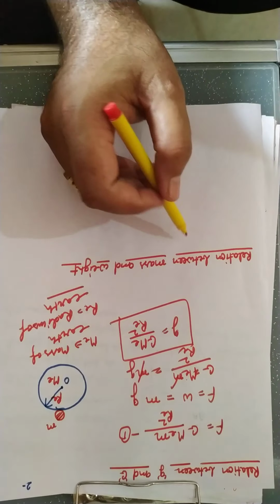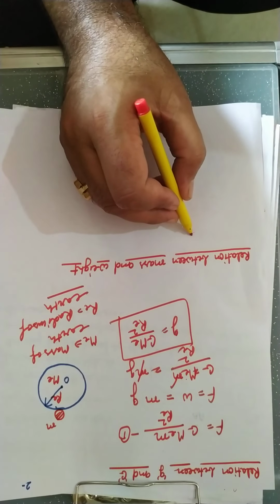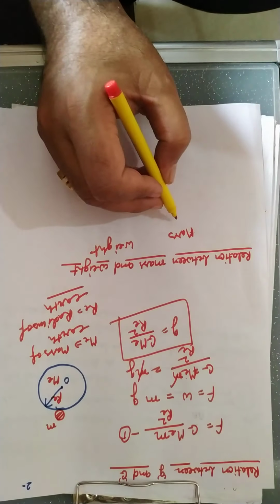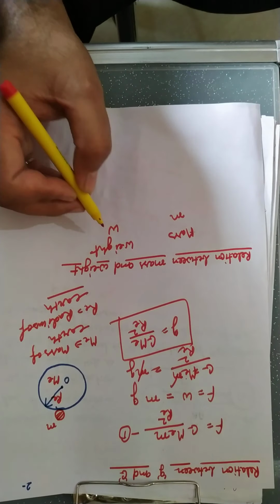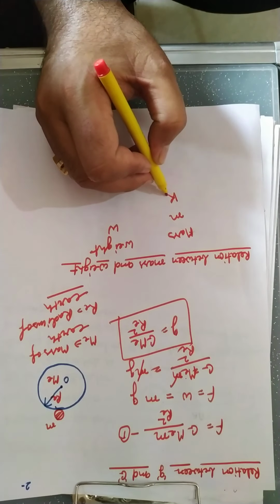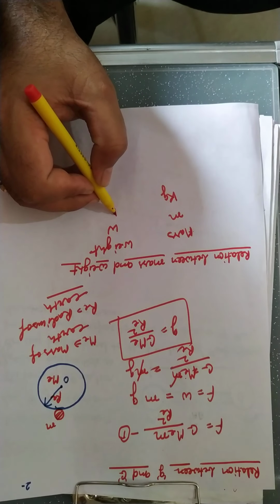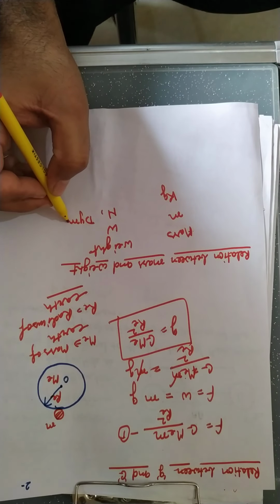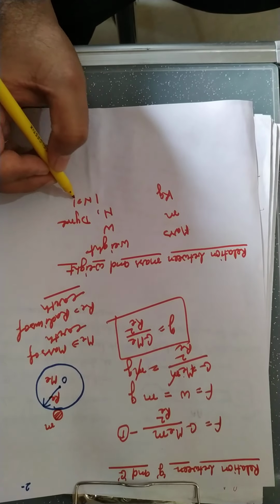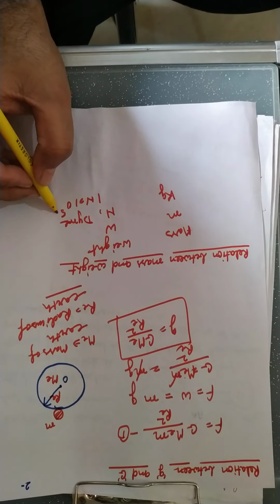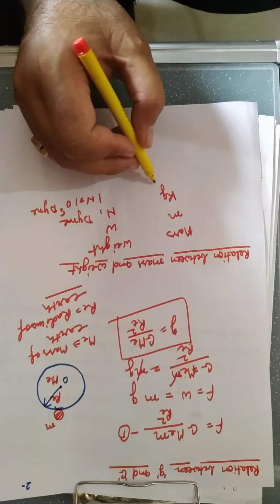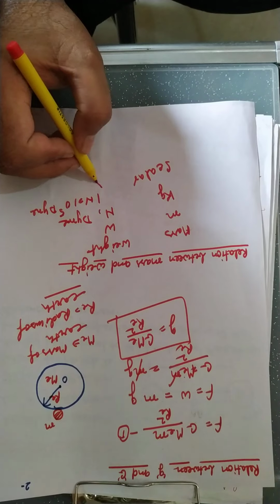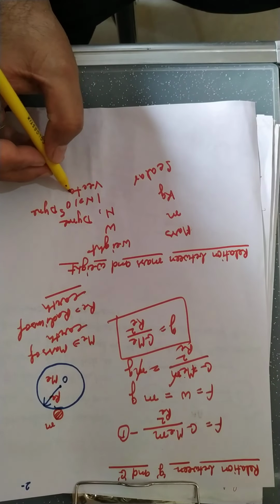Relation between mass and weight. Mass is denoted by m, weight is denoted by W. The unit of mass is kg, the SI unit of weight is Newton, and the CGS unit is dyne, and 1 Newton equal to 10 to the power 5 dyne. Mass is a scalar quantity. Weight is a vector quantity.